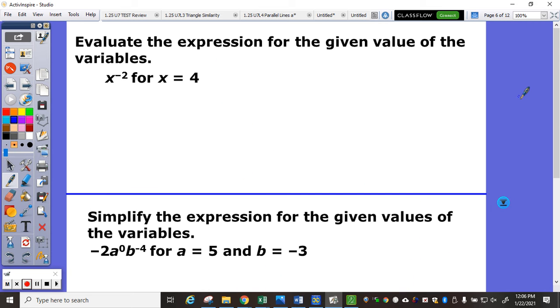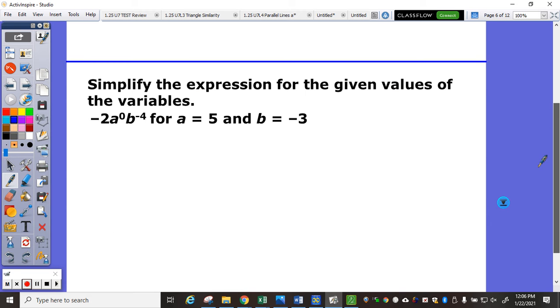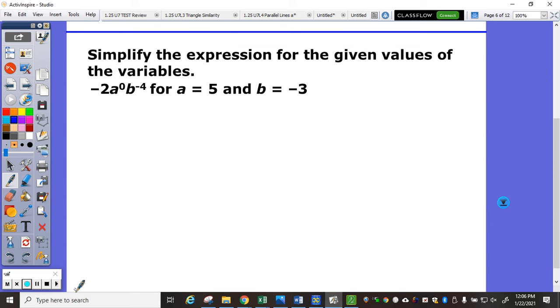All right. So we can go ahead and skip here. Let's go ahead and start plugging in some values here. All right, so you guys go ahead and do this one.